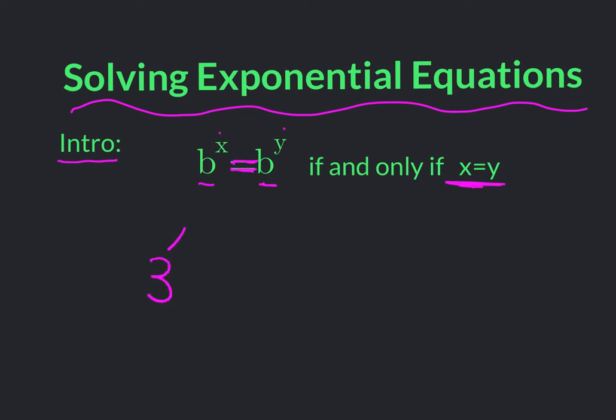So 3 to the power of x is equal to 3 to the power of 5. What's the value of x? Well, if they have the same base, you have to have the same exponents. So x has to equal 5.